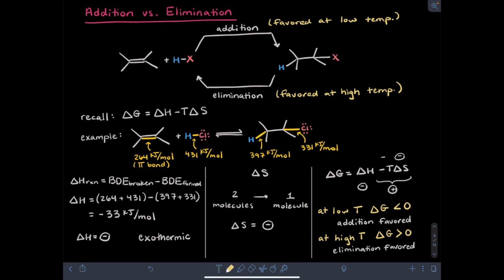So going back to our original diagram up at the top, the addition reaction, going from an alkene and something else to the addition product, is going to be favored at low temperatures, whereas the reverse reaction, going from your substituted alkyl halide back to an alkene and HX, will be favored if you go to really high temperatures.